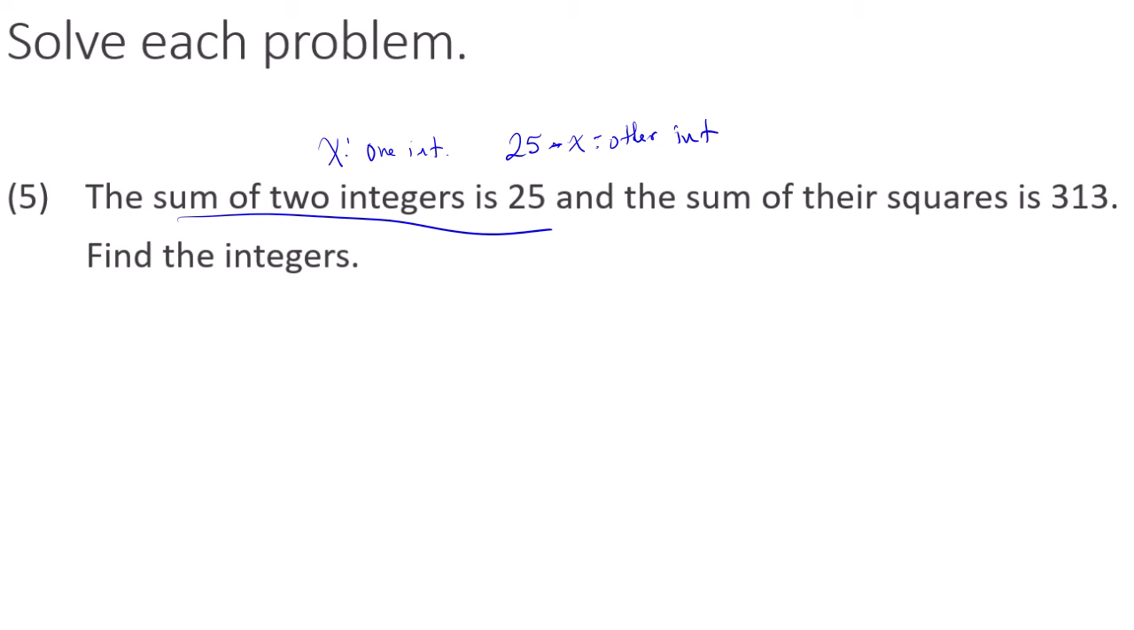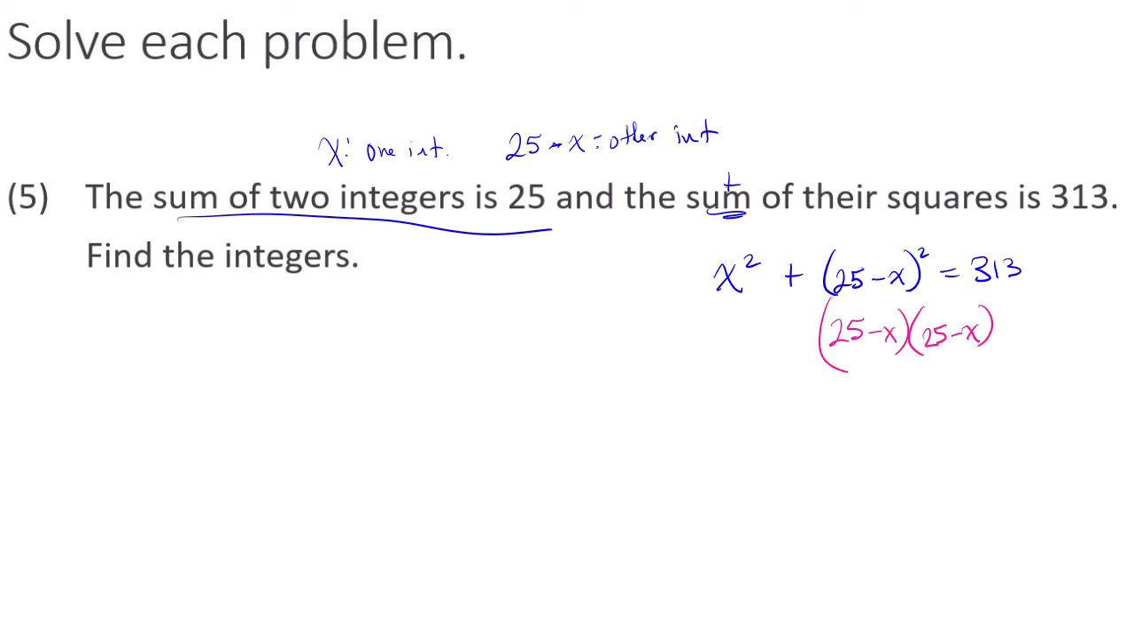Okay, so those are two integers, and the sum of their squares: if I square x and then add the square of the other one, 25 minus x, that gets me 313, right? Okay, so let's do this one just a little bit, because this one's a little different with 25 minus x. So I'm going to do 25 minus x times itself.